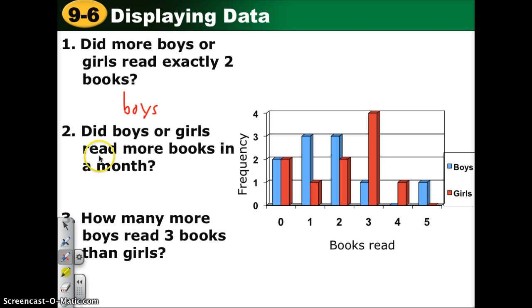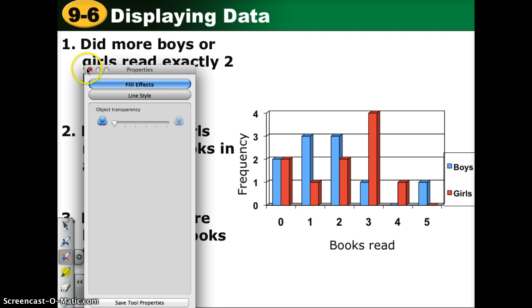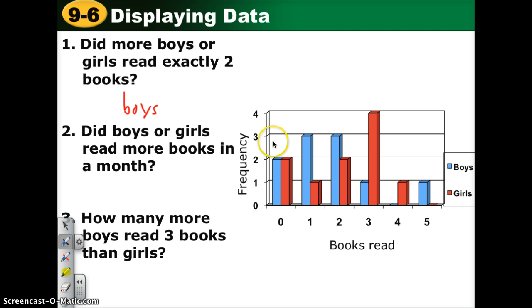Did boys or girls read more books in a month? This only gives us the individual numbers, so we have to do a little bit of work. So we're going to go through and look at each category. Let's do boys first. In the first category, nobody read, and there were no books read. So that's a 0. In the second category, there were 3 boys that read 1 book. So that would be 3 books.